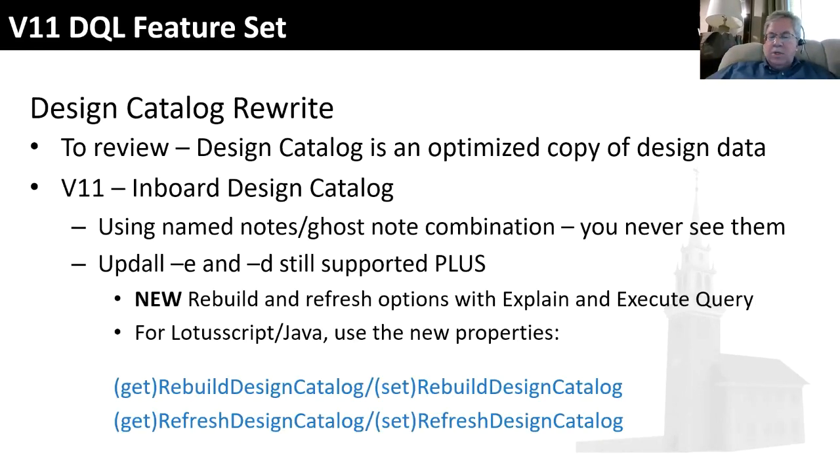Update-E and -D work as they did in Domino 10, but it's now very easy to rebuild or refresh your design catalog with explain and execute query. We actually have a new parameter on those two calls to do it for you. I listed two properties below in LotusScript and Java. You either say get or set. The get and set are the Java variants, but without those you have the LotusScript variants. You set these or get them to see if you are in fact rebuilding or refreshing your design catalog.